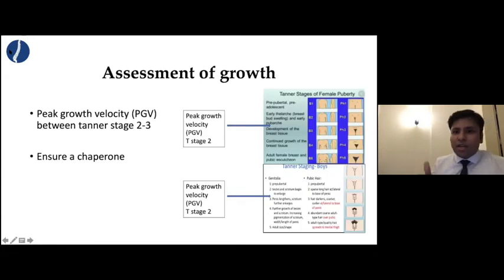So again, know the Tanner staging. Know what is Tanner staging for boys. Know what is Tanner staging for females. Always ensure you have a female chaperone to help you perform Tanner staging. It is also advisable for the female chaperone alone to make all the observations, and I think that will be acceptable, especially with the type of society and cultural values that we live in.